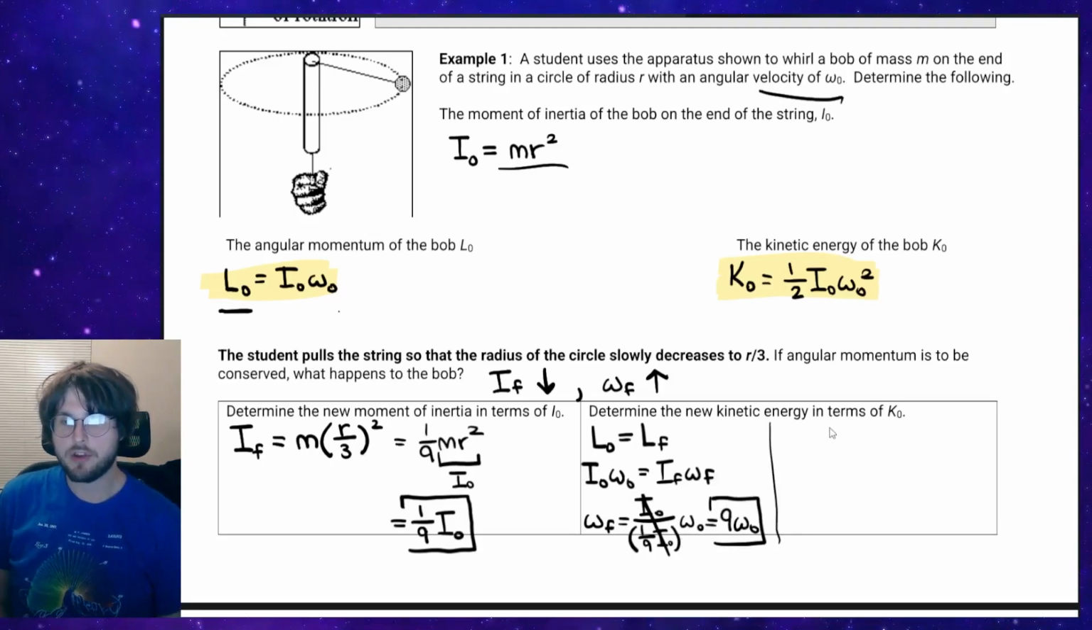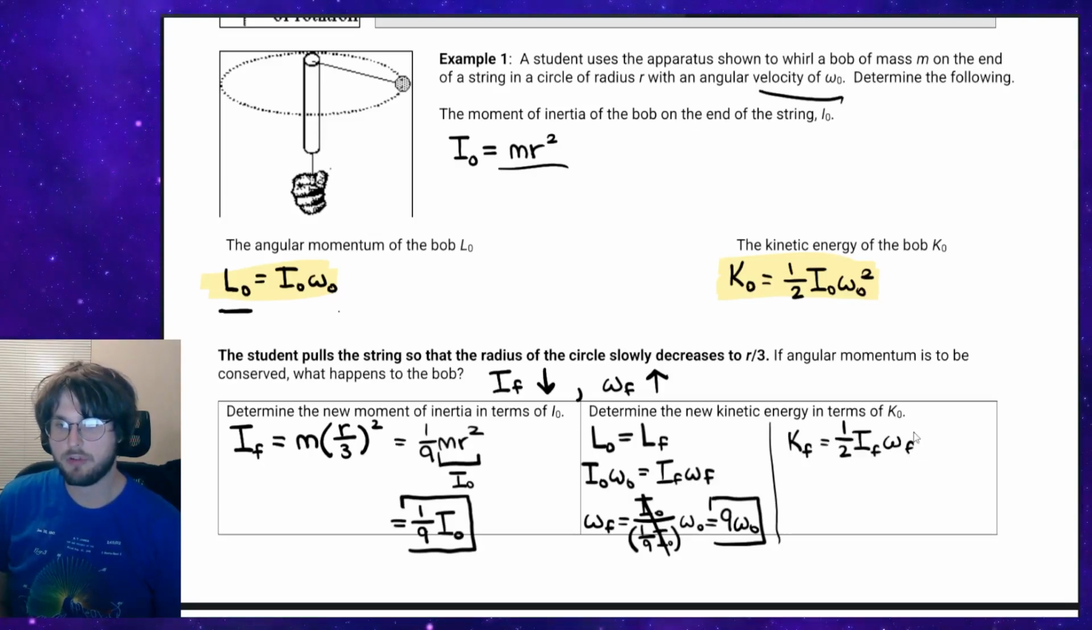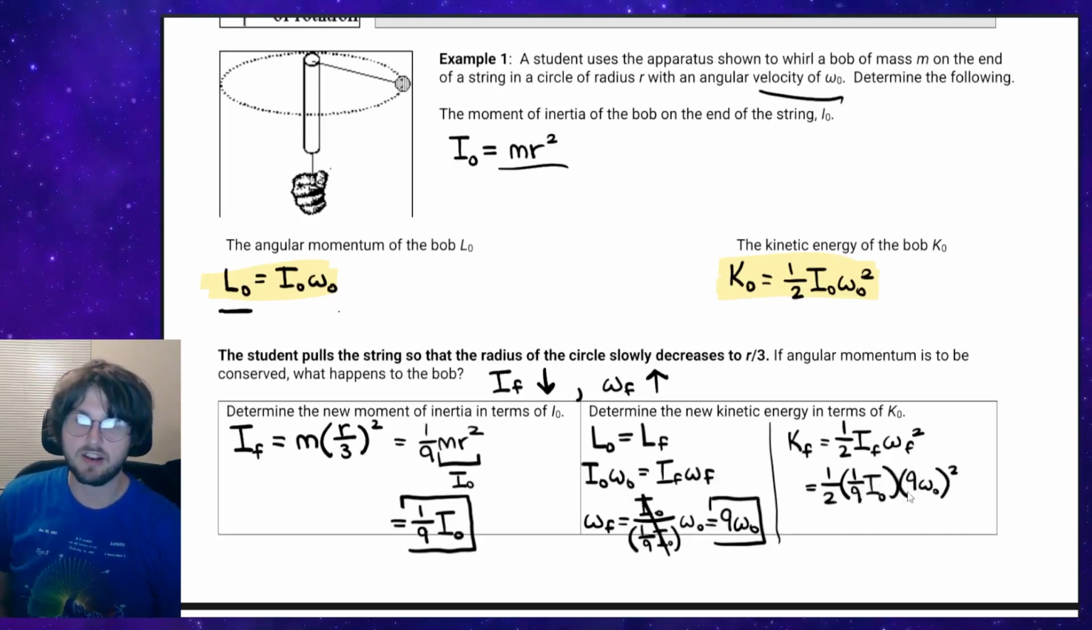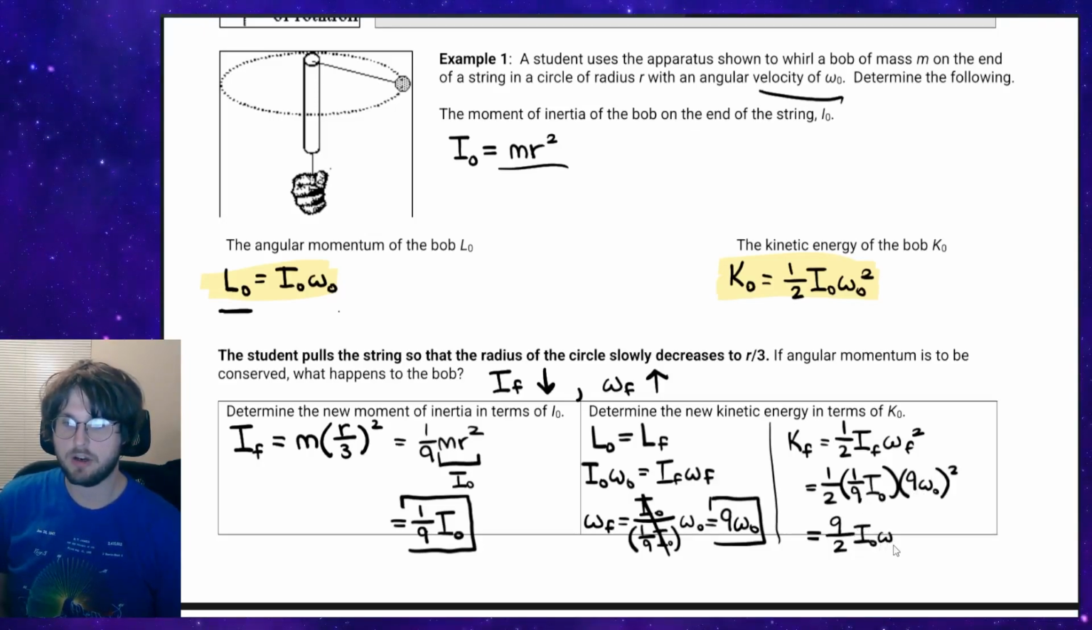All right. So then finally, we need to find our final kinetic energy, so Kf. That's going to be 1/2 times If times omega f squared. So if we substitute again, we're getting 1/9 I naught times 9 omega naught squared. And so one of these 9s is going to get taken out in the squared because we're dividing it by 9. And we're going to get, as a result, 9/2 I naught omega naught squared.